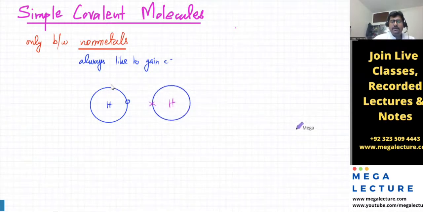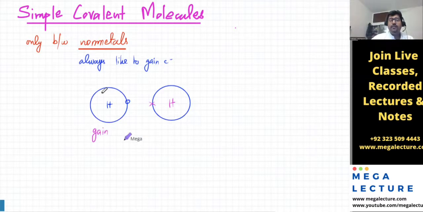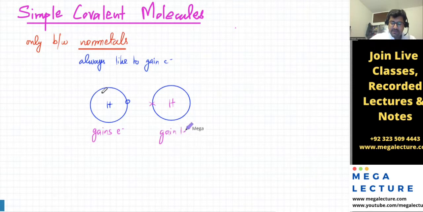It likes to gain electrons. So how many electrons would it need? How many does the first shell take? How many electrons would it need? Like this hydrogen atom, how many electrons does it need? Sir, it needs one more to complete its shell, because the first shell only has 2 electrons. So we know that the hydrogen atom would try to gain electrons. And there's another hydrogen atom that would also try to gain electrons.